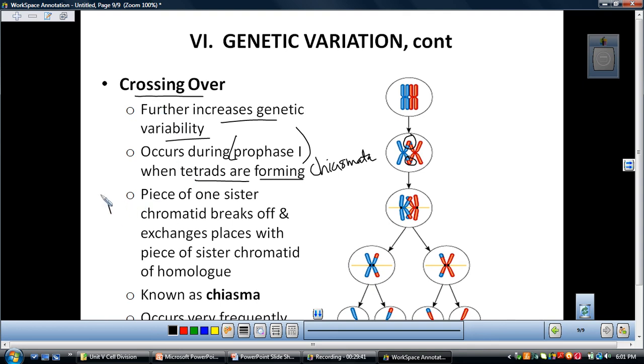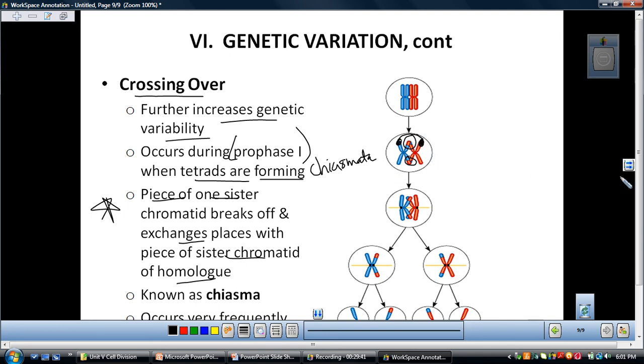Crossing over is this right here, which is where a piece of one sister chromatid breaks off and exchanges with a piece of a sister chromatid on the homolog. Meaning if this little piece here, I'll show you right here, if this piece right here broke off, it would exchange with a piece over here from its homolog. So red and blue would mix right there.